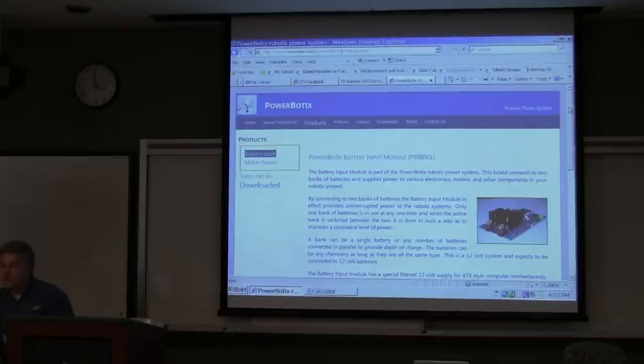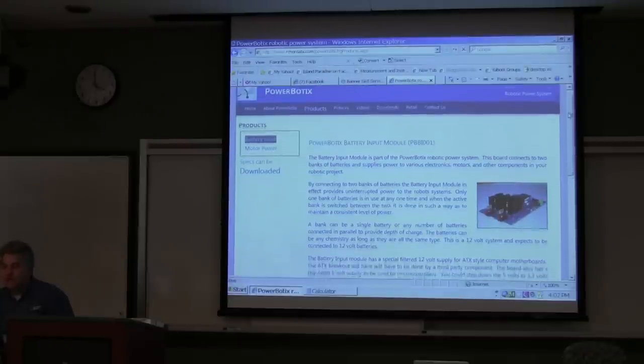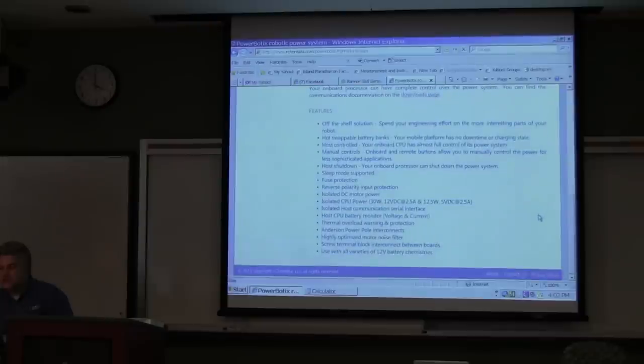by the way, this is the name of the company, Powerbotics, and he loaned this thing to me to be able to use in some of the features of this. Here's the other thing. 30 watts, 12 volts DC, 2.5 amp for the CPU power. The input inrush current that it could support for each one of the batteries is 25 amps, which is a big motor.